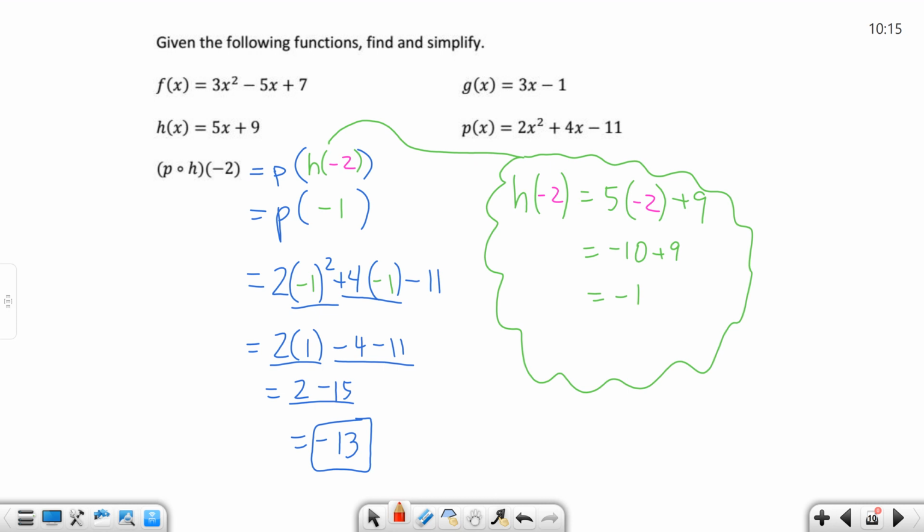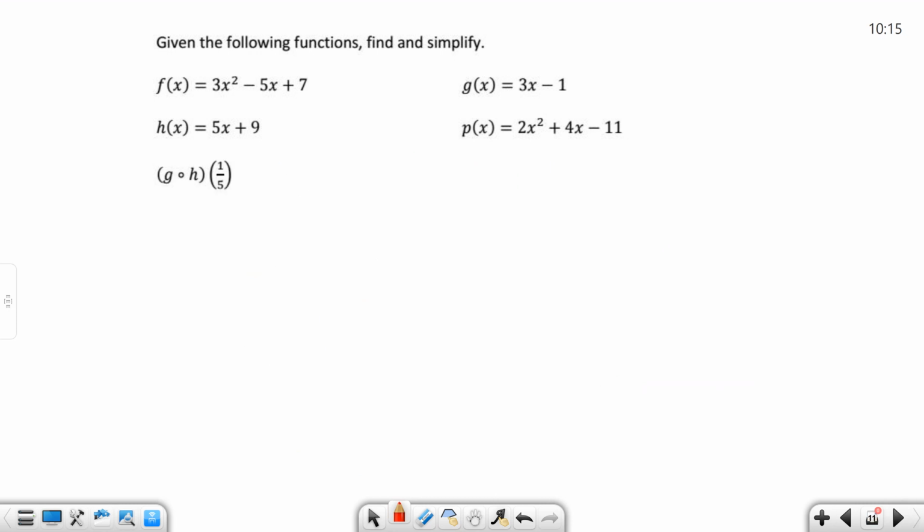All right. G of h of 1/5, a fraction. Are you serious, Mr. Guest? What are you doing? Look, just work it. It may work out nice and it may not. And if it doesn't, you're supposed to know how to deal with common denominators. Okay? So this is going to be G of h of what? Everybody's favorite, a fraction, 1/5.